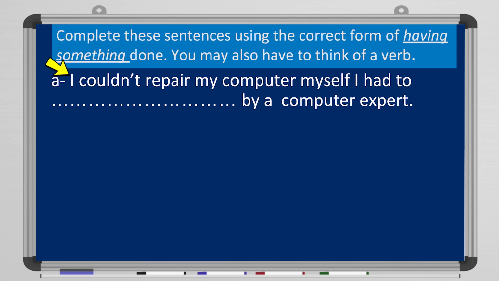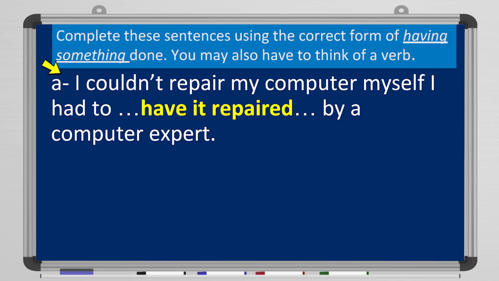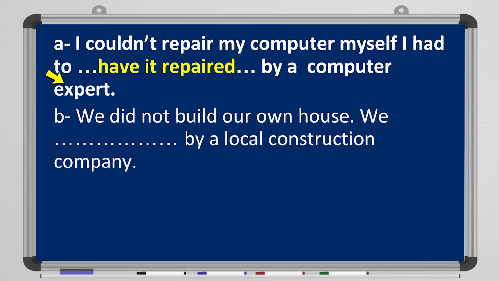So let's check if your answers are correct. Let's look at A. I couldn't repair my computer myself. I had to ___ by a computer expert. What was your answer? Let's check it. I had to have it repaired. Excellent. You can write, I had to have it fixed. I had to have it formatted, as long as you wrote have it or have my computer and then the verb in the past participle.